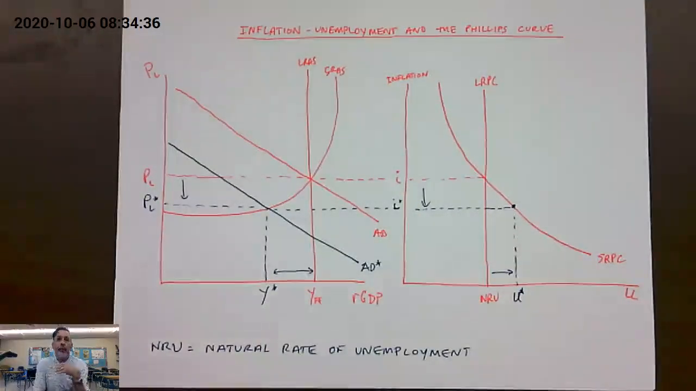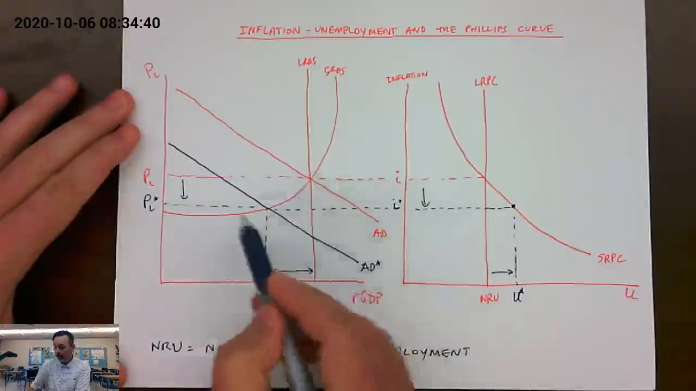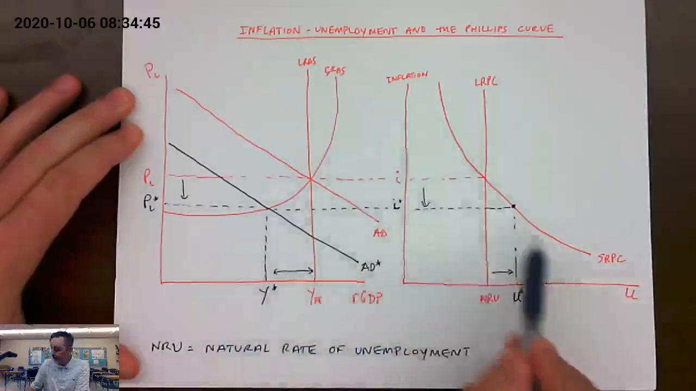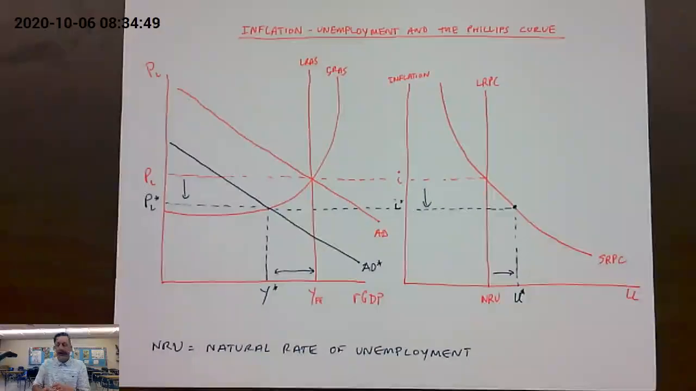And so when you slide along the aggregate demand curve, or slide along the short-run aggregate supply curve, you're going to slide along the short-run Phillips curve. This is an indication that there is simply a trade-off between inflation and unemployment, which was always the thought when we thought of the world of Keynesian economics.